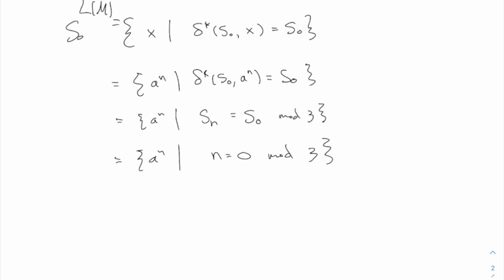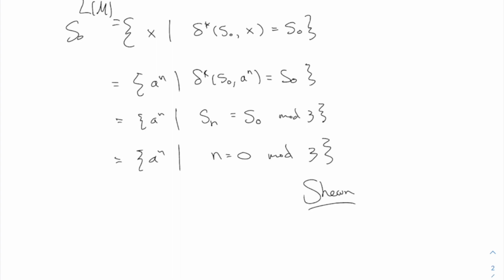So we have shown that the language is what we said all along it was: all the strings of a's where the number of a's is divisible by 3. All right? The end of the proof, I will write "shewn."